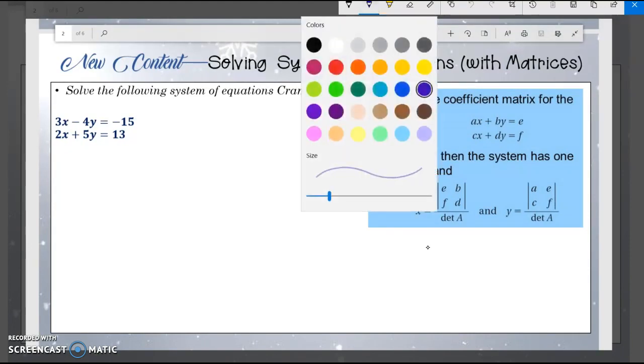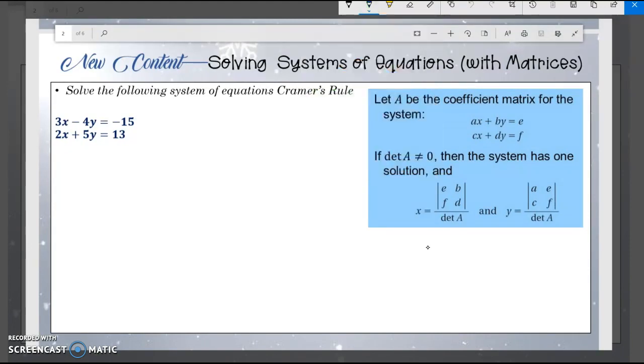So anytime you want to solve a system of equations using matrices, the first thing that you need to identify is a matrix known as the coefficient matrix. So the coefficient matrix just takes each value in front of the variable on the left-hand side of your equations when they're in standard form and puts it into a matrix. So what I'm looking for are my A, my B, my C, and my D terms in a system of equations.